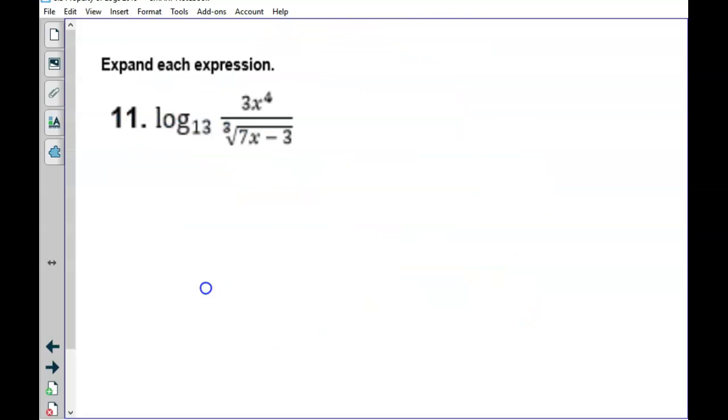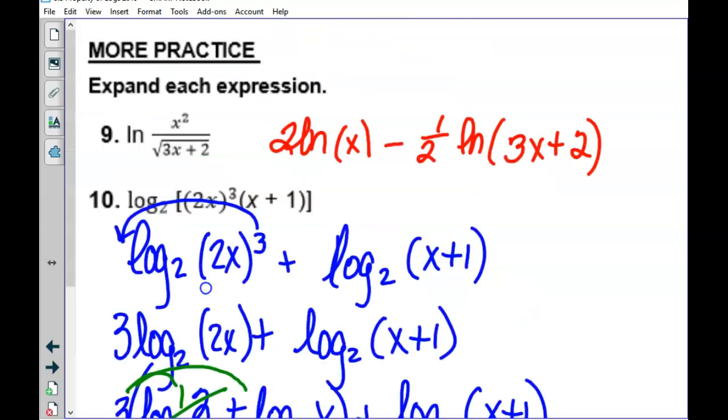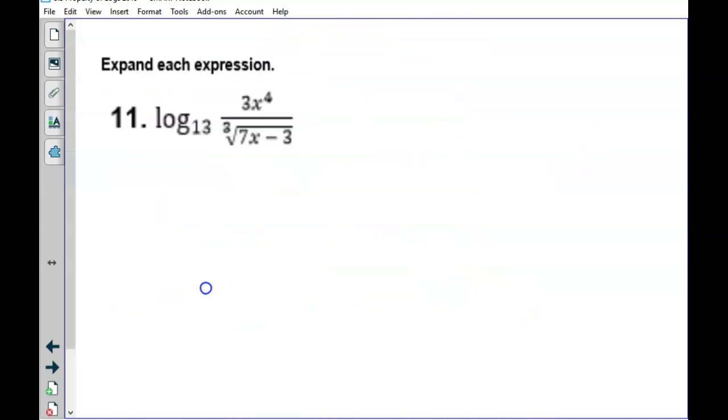Okay. Is that the one we just did? No, there's another one? Yeah. Okay, this one's not as bad, I think. Log base 13 of what?